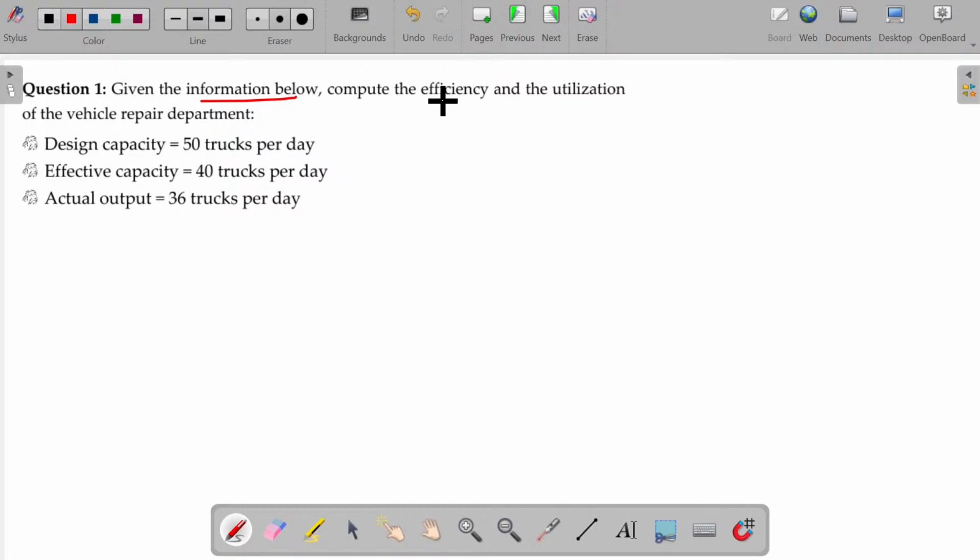Given the information below, compute the efficiency and utilization ratio. Efficiency is nothing but, out of the time you are given, what the standard output would be that you can produce, but actually how much you produce. If you are able to produce more than what was expected, it is called efficient. In your examination, you have 3 hours to write 100 marks questions. But if you finish in 2.5 hours, what does it mean? You are more efficient. If you take more than 3 hours, then you are inefficient, and you have to improve your efficiency. If you finish the 100 marks questions in less than 3 hours, you are efficient. More than 3 hours is called inefficient.